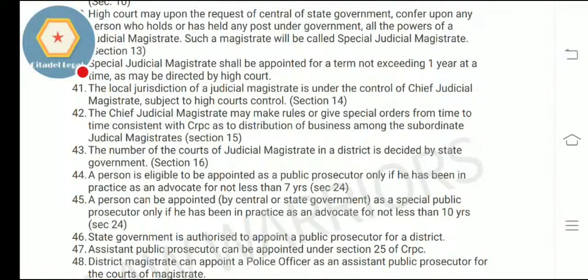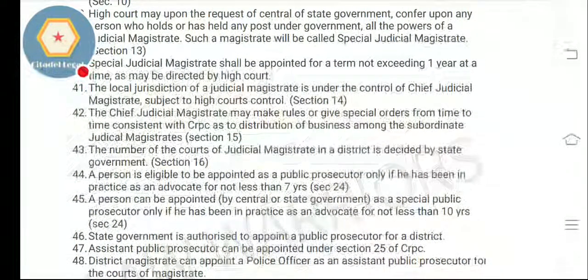Okay. Now, 44, a person is eligible to be appointed as a public prosecutor only if he has been in practice as an advocate for not less than 7 years. So section 24 mentions, remember this, that in the case of a public prosecutor, the eligibility criterion is a practicing advocate of not less than 7 years.